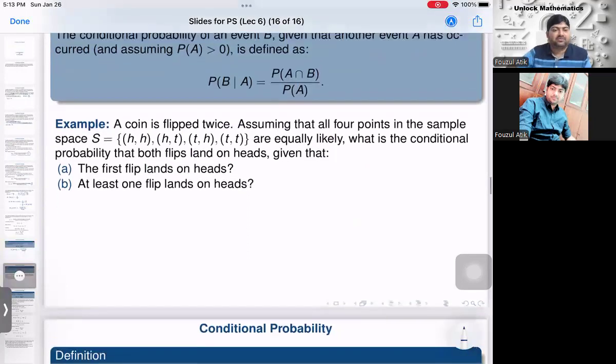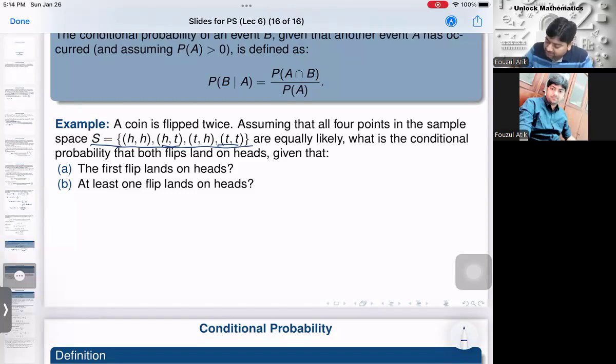Look at this problem carefully. A coin is flipped twice, assuming that all 4 points in the sample space are equally likely, that we already know. If I flip a coin twice, I get the sample space in this way: HH, HT, TH and TT. That means both the times head is appearing. Next is first time head, second time tail, then first time tail, second time head, or both of them are tail. Now, what is the conditional probability that both flips land on head, given that the first flip lands on head?